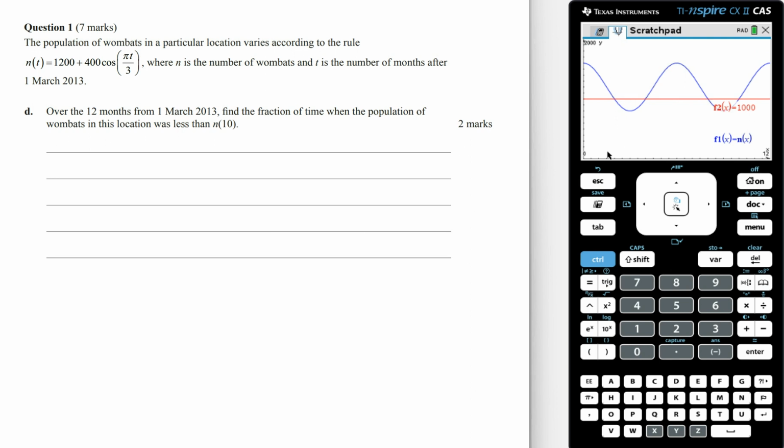we can see that the population, which is the blue graph, is going to be less than 1000 when t is from 2 to 4, which is 2 out of 12 months, and then from 8 to 10, which is another 2 out of 12 months. And so therefore we can say that the fraction of time where the population is going to be less than 1000 is going to be 2 out of 12 plus 2 out of 12, which is equal to 4 out of 12, and this is simplified to be 1 on 3. And that's it for this question.